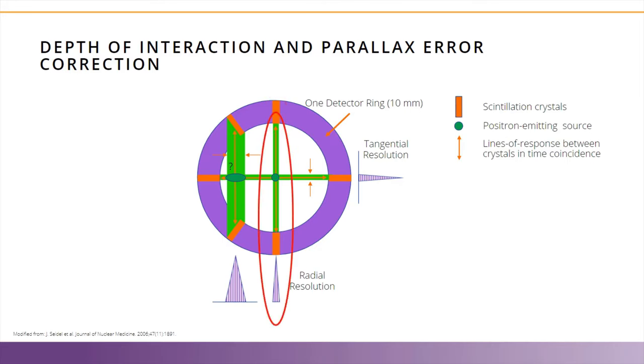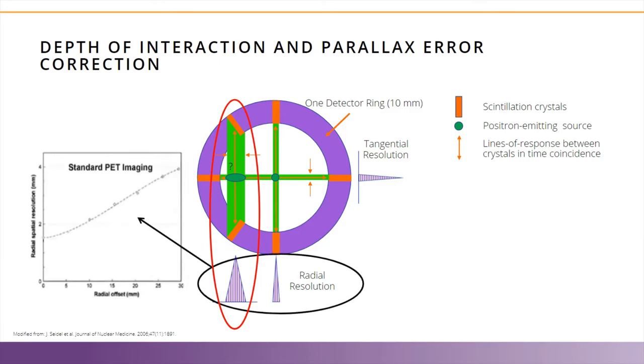Here you can see that when the gamma rays originate in the middle of the field of view with a radial offset of 0, the resolution is quite good. However, when we move out of the center, increasing the radial offset, then the parallax error increases, and thus the resolution as we move out from the center will begin to drop off.